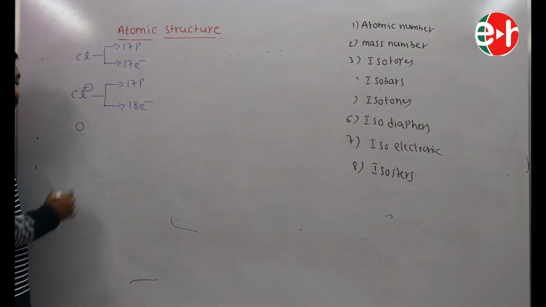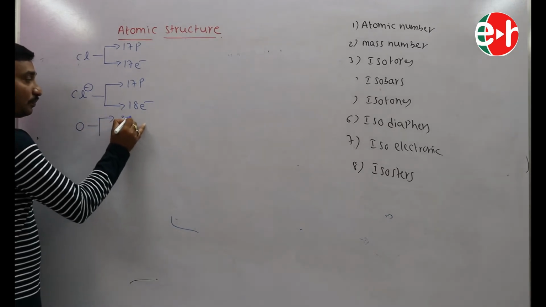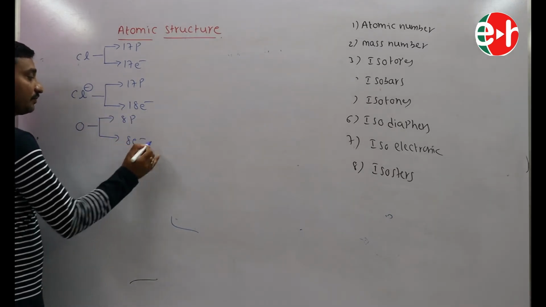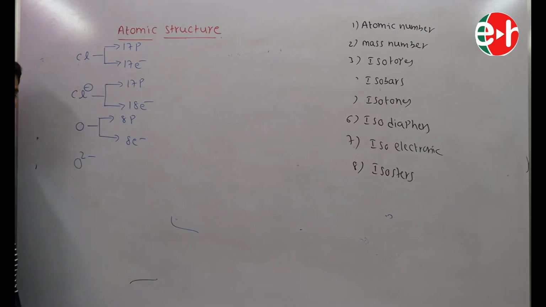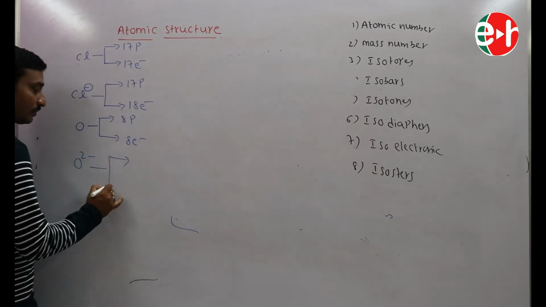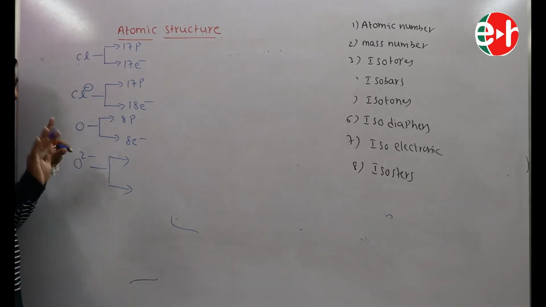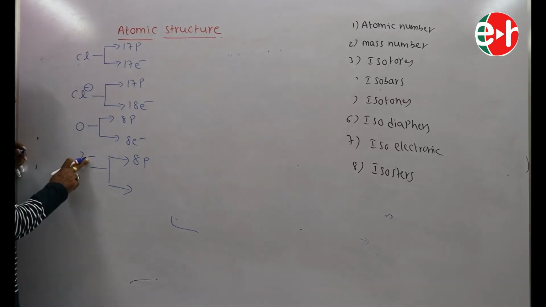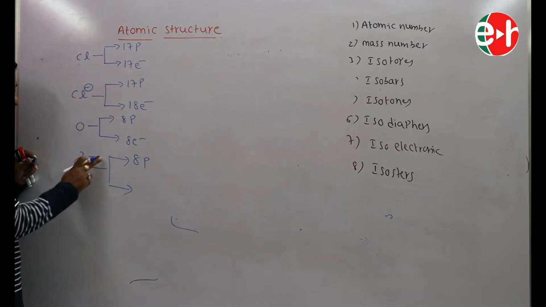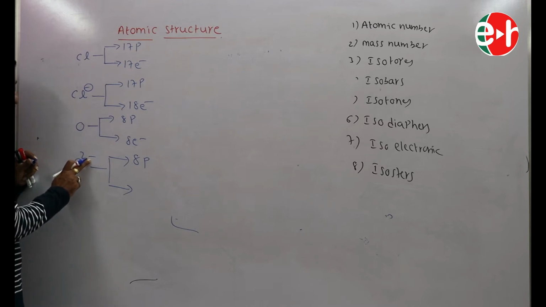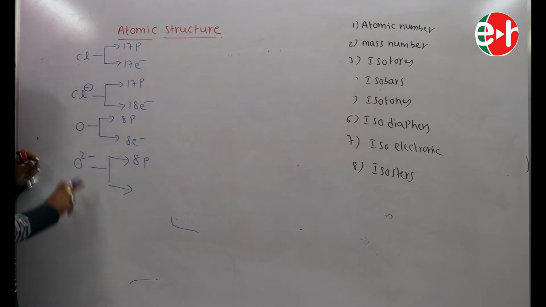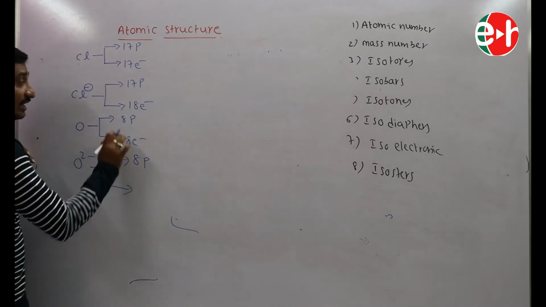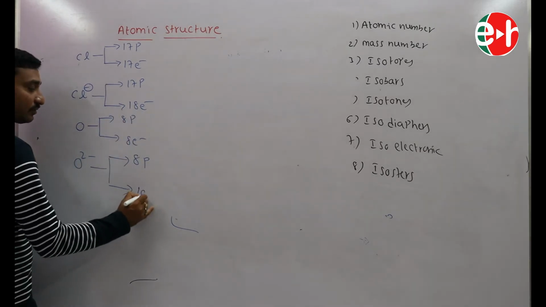Oxygen, 8 protons, 8 electrons. O2 minus, oxide ion, protons remain the same, there is no change in protons. O2 minus means it gained 2 electrons. Negative charge, 2 minus means it gained 2 electrons. 1 negative charge means it gained 1 electron. N negative charge means it gained n electrons. So 2 minus means it gained 2 electrons. 8 plus 2, 10 electrons.